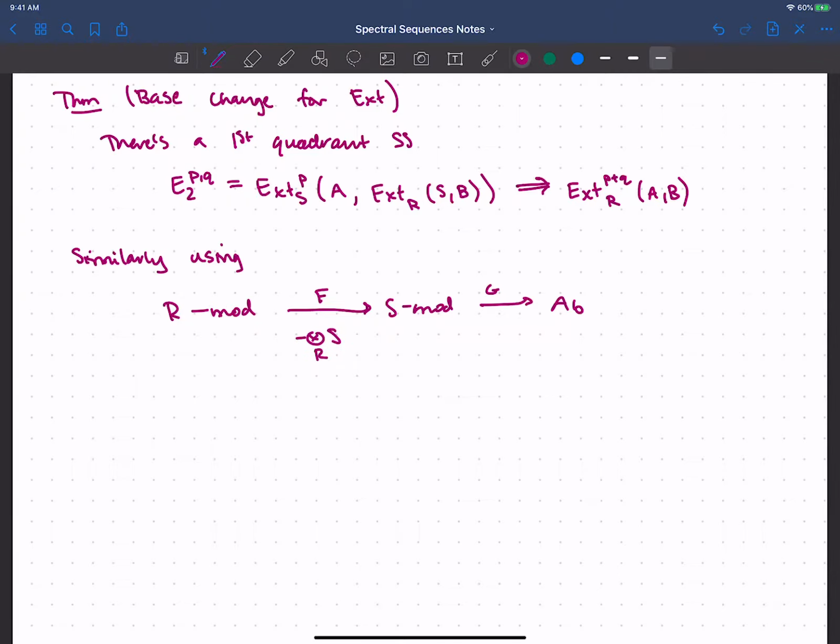Watch out, there's a typo in Weibel there. Though there is an entire list of errata for Weibel, so you might want to check that out if that's where you're looking. Okay, and then what's my G? Well, I'm just going to tensor over S with B. So B is some S-module.